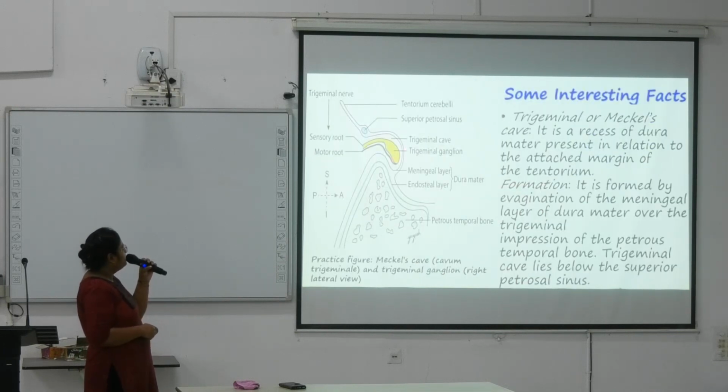Now, trigeminal cave or Meckel's cave, it is a recess of dura mater present in relation to the attached margin of the tentorium. Here, the trigeminal ganglion is lying. That's why this is known as Meckel's cave or trigeminal cave. It is formed by evagination of the meningeal layer of dura mater over the trigeminal impression of the petrous temporal, and the trigeminal cave lies below the superior petrosal sinus. Next.